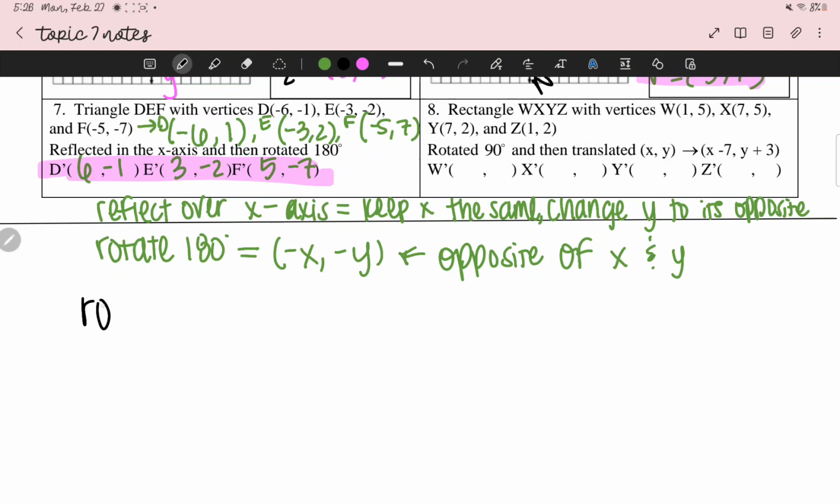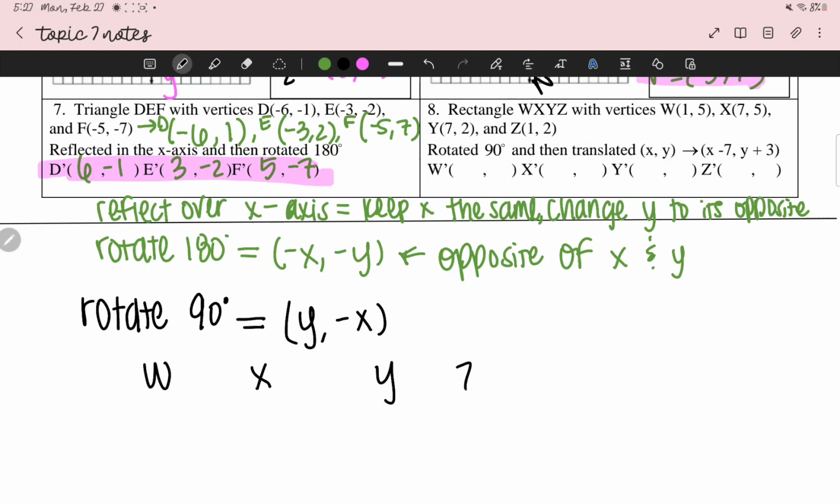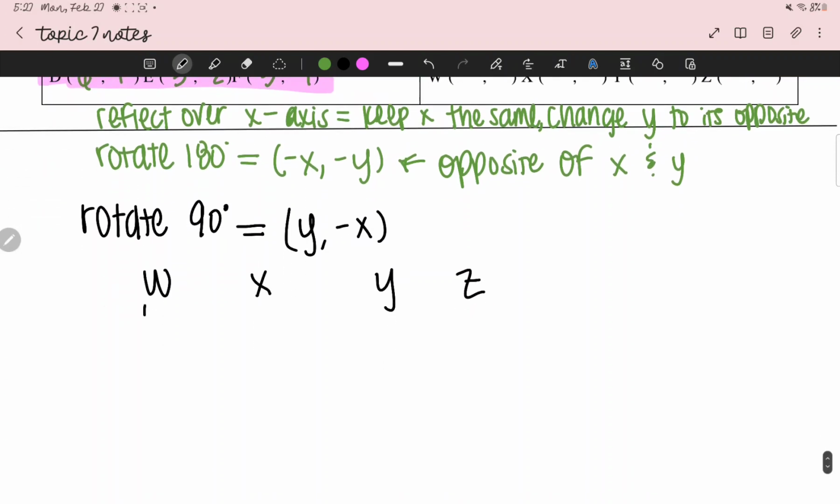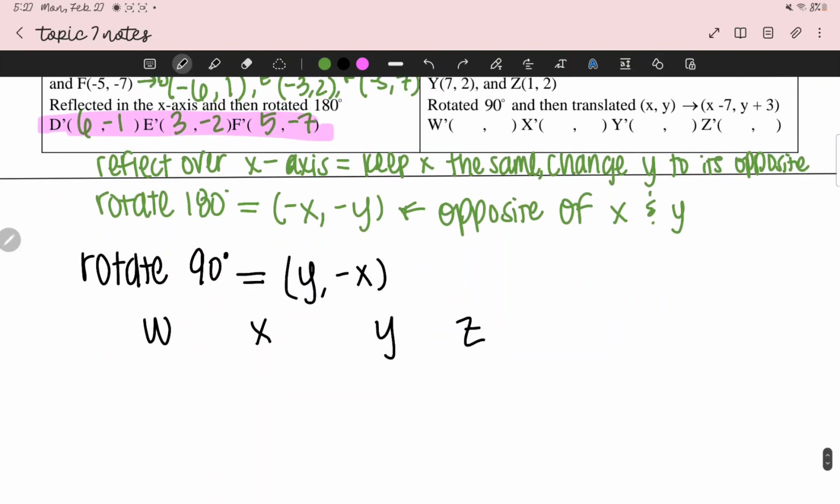Rotating it 90 degrees is going to have it y comma -x. So swap the x and y and make x its opposite. I'll do that first. So I'll have a rectangle, which is not the funnest thing to do. All right, so I'm going to have my w, then my x, my y, and my z. You can always do these all different ways, but I'm not going to worry about it. All right, I'm going to rewrite it so we know what happened.